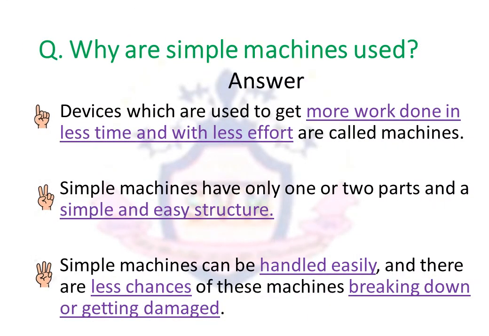Why are simple machines used? Well, simple machines are basically devices that are used to get more work done in a small amount of time and with very little effort. Simple machines have only one or two parts and a simple and easy structure. Simple machines can be handled easily and there are less chances of these machines breaking down or getting damaged.